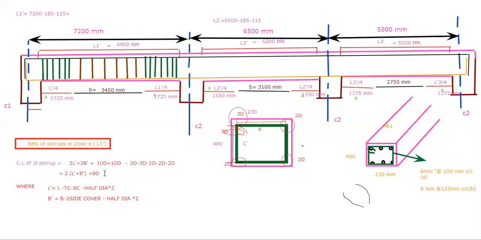This is the client formula, always keep in mind, the client always asks for this formula. But if you see the IS code, the IS code formula is 2L plus B plus 24D. IS code does not explain where this 24D comes from. That's why many clients do not claim this formula. The client claims this formula only because it is center to center. So the client always prefers center to center. So how this L dash and B dash come, do you understand?